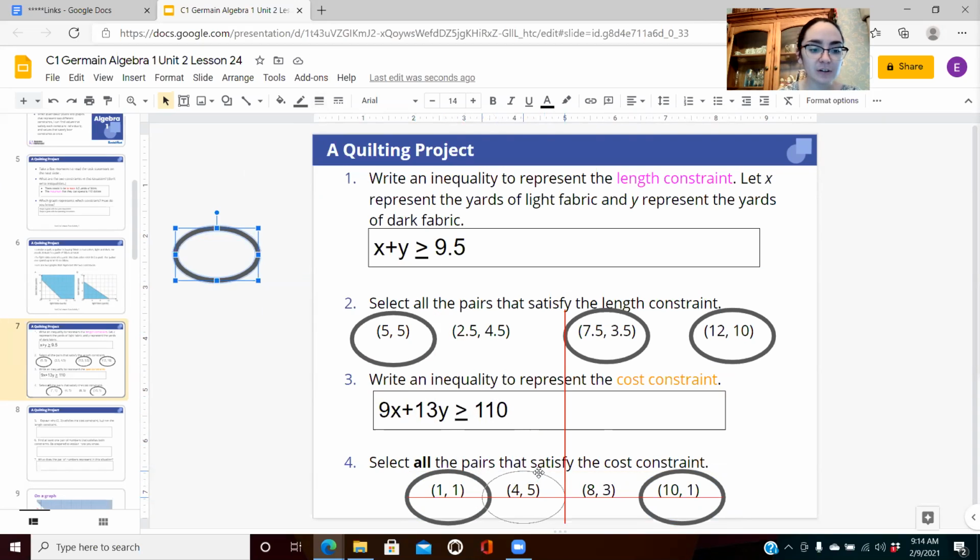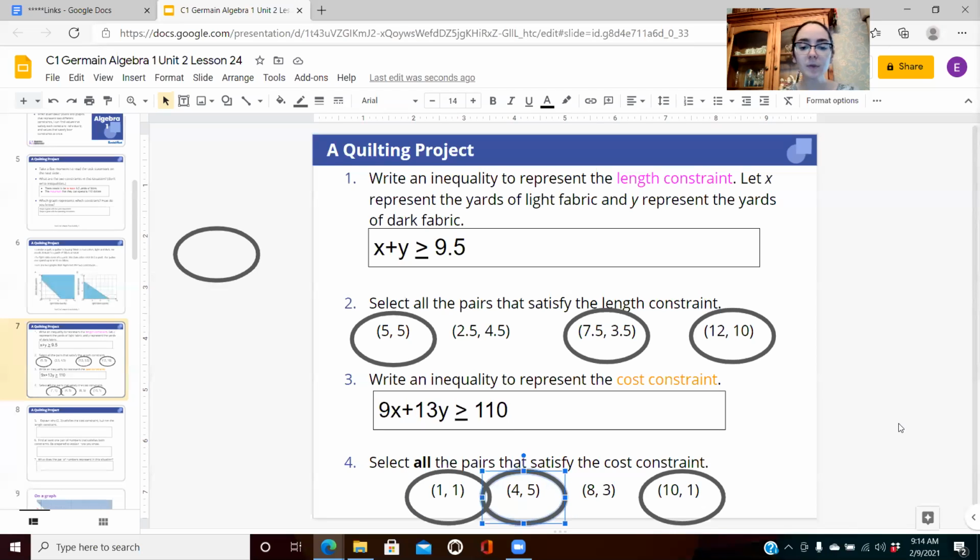9 is 36. 13 times 5 is, oh goodness, Mr. Man, you got this. 13 times 5 is 65 plus 36 gets me 101, which is less than 110. This 8 comma 3 is not going to work out for that one.